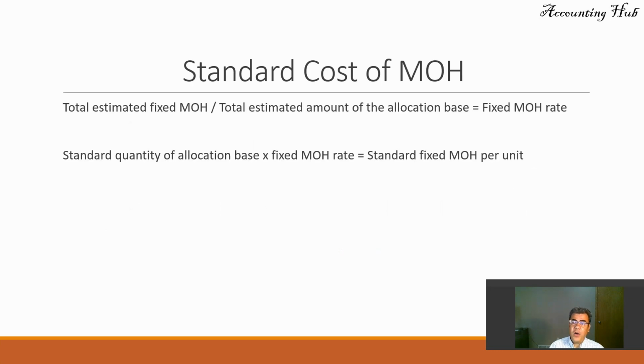So, how do we find the standard cost of fixed manufacturing overhead? Total estimated fixed manufacturing overhead divided by total estimated amount of the allocation base. So we find the fixed manufacturing overhead rate, and standard quantity of this allocation base times the fixed manufacturing overhead rate, we find the standard fixed manufacturing overhead per unit.